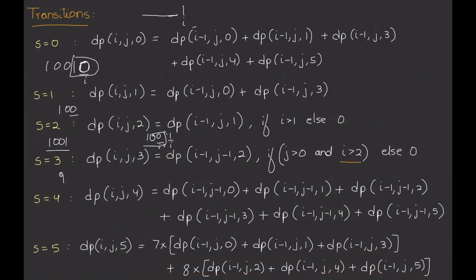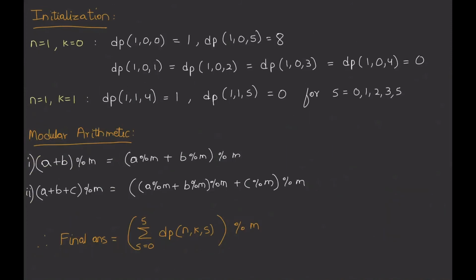Fine. I hope these DP transitions are clear. So once we have this, we just need to run the algorithm. So we just have the transitions now. But what are the basic base cases? So the initialization goes like this.